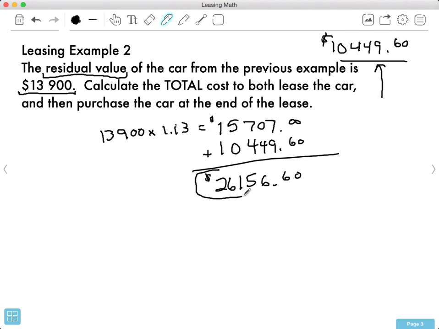Now we don't know enough information about this car to compare it to buying, but you can tell by the cost of leasing than buying. If you just bought this car outright, it might cost you anywhere from 21 to 23,000. You pay a little bit extra if you lease the car first and then buy it at the end. However, that's how some people have to do it because they can't afford the monthly payment to just buy it outright, so they're stuck in doing this option.